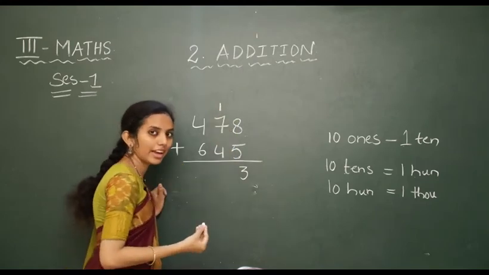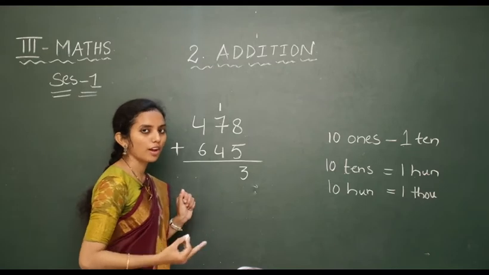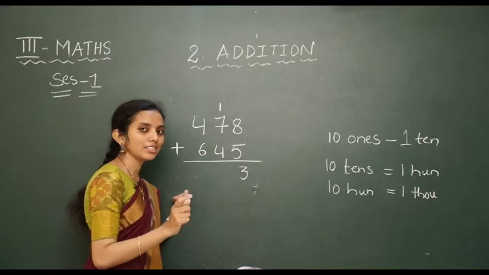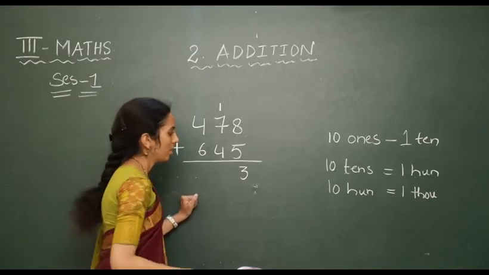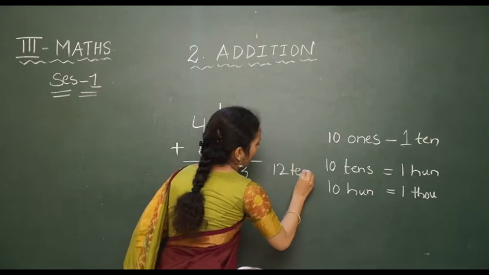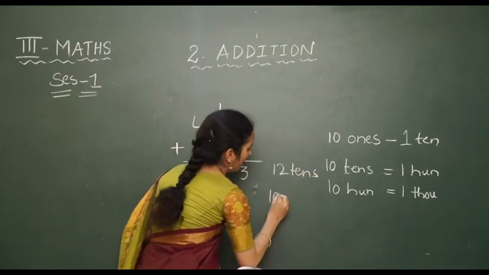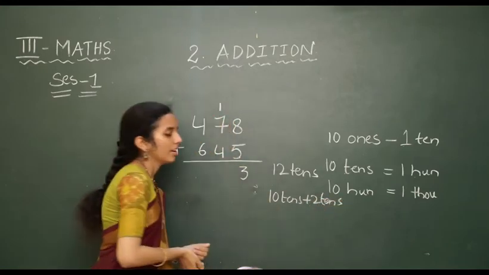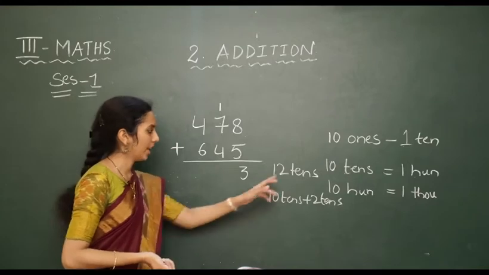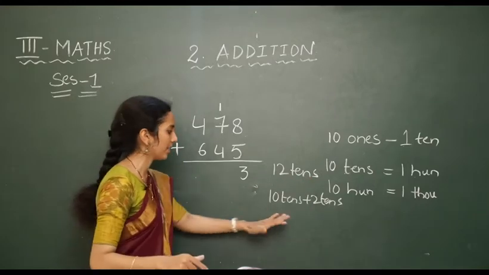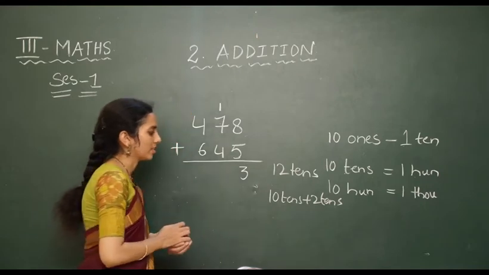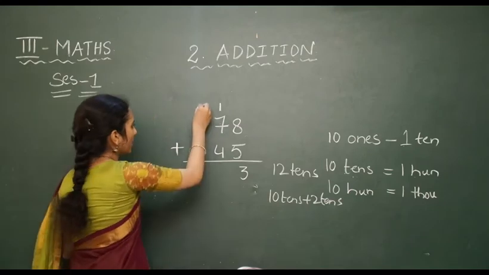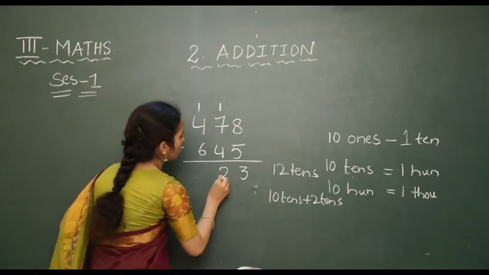7 plus 1 is 8. 8 plus 4 is 12. That is 12 times 10, that means 120. So, 10 tens plus 2 tens. We can write 12 tens as 10 tens plus 2 tens. Just now we have seen in the addition method that 12 tens can be split like this, 10 tens and 2 tens. So 2 tens is 20 and 10 tens is 100. So we carry 1 here and we put 2 here.